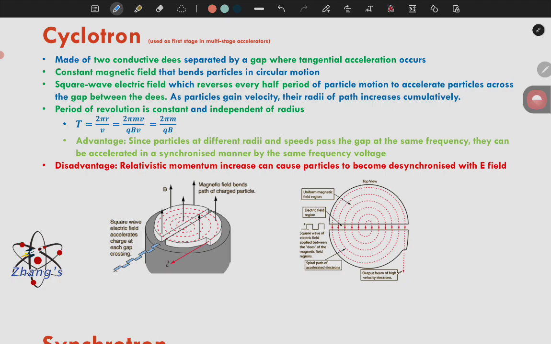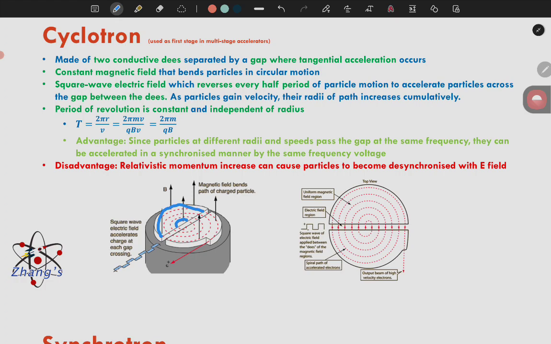which is in a circular path, and what's good about it is that you can apply the same frequency electric field all the time, regardless of how fast the particle is moving and which path it's taking, whether it's an inner circle or an external circle. It'll always arrive at the halfway point, or the gap between the D's, at the same time. And so you can send batches of particles to be accelerated, spaced out, and they will all be accelerated because they all reach this gap at the same time, which is great.